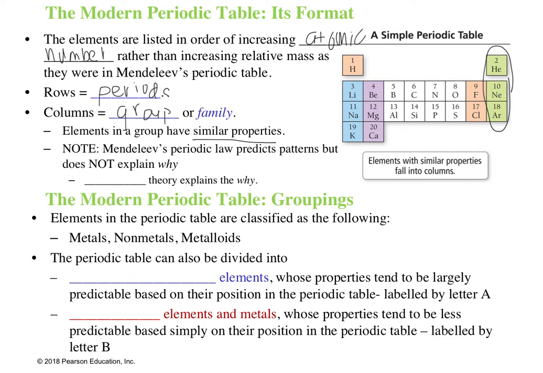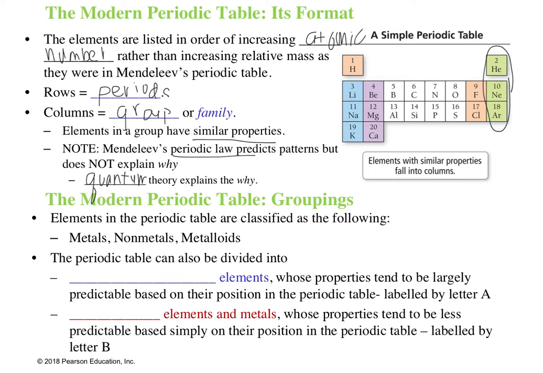And quantum theory explains how this works. So quantum is not gone, regardless of how you feel about it. But the periodic law predicts the patterns, and quantum theory is going to explain the why. So there's lots of ways that the periodic table is grouped. The first one we're going to talk about is metals, nonmetals, and metalloids. That is one, and we'll talk about that on the next slide.